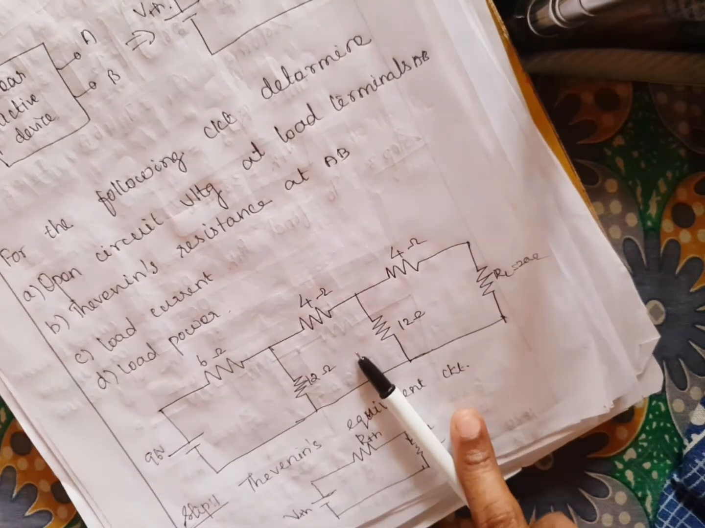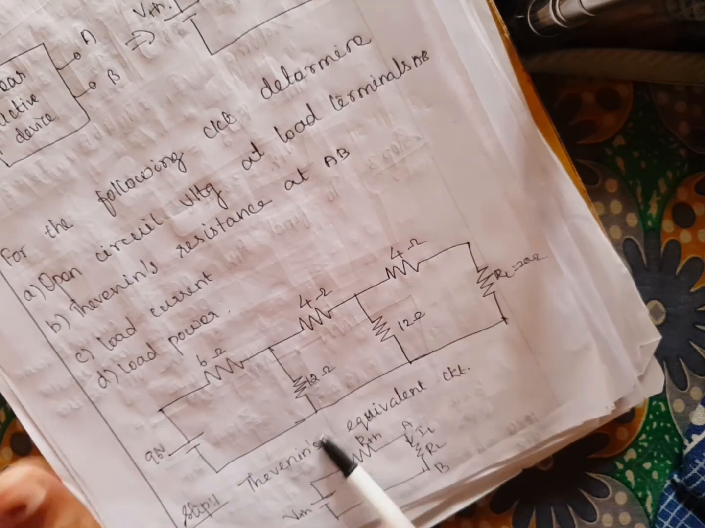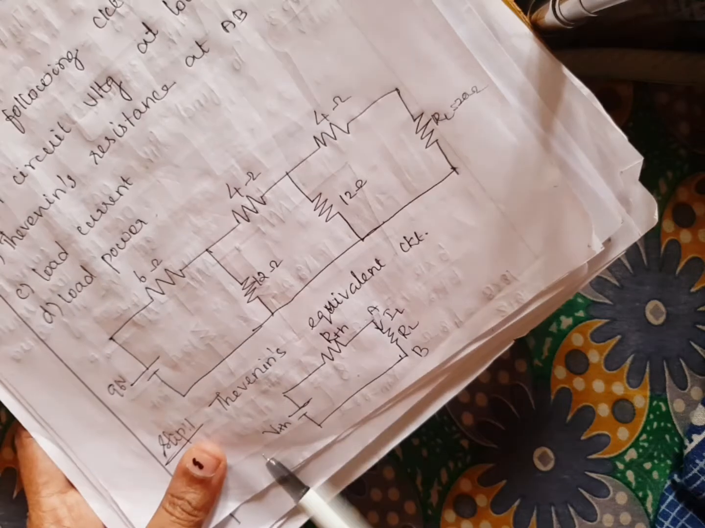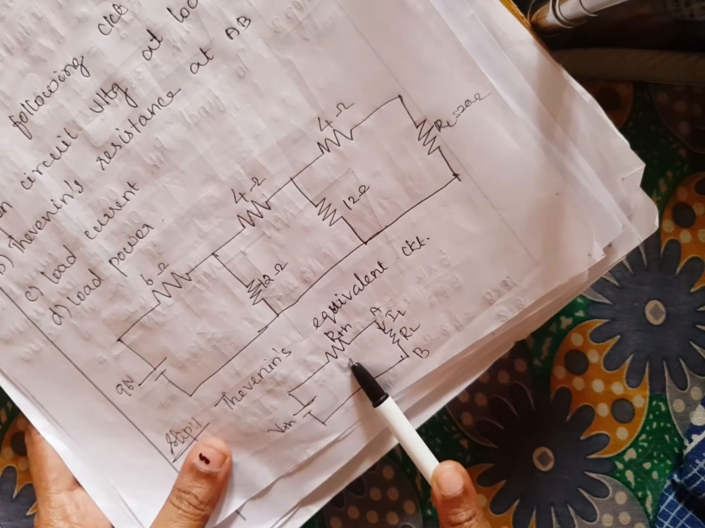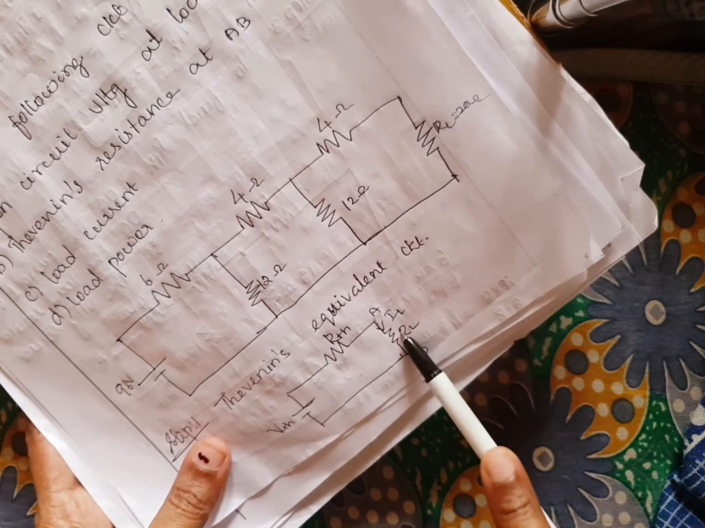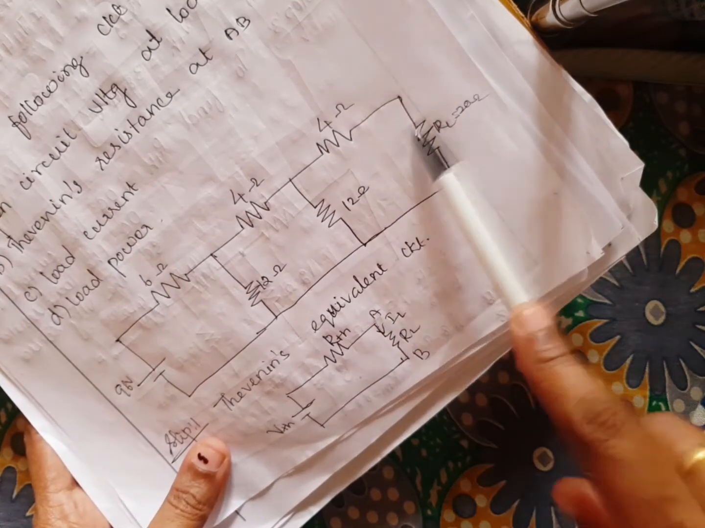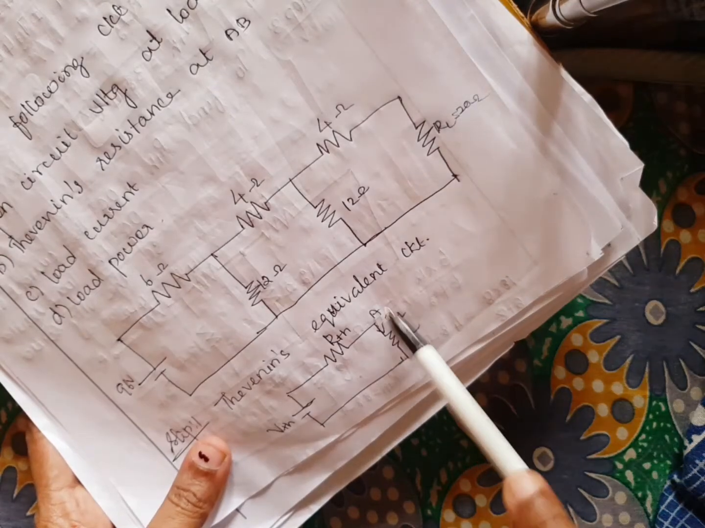So what is the first step in Thevenin's theorem? First step, you want to draw the equivalent circuit. So what is the Thevenin's equivalent circuit? Thevenin's voltage is in series with the Thevenin's resistance. Okay, so it is the equivalent circuit, and here you want to draw the load resistance if it is given in the question. If it is open circuit, you want to draw the equivalent circuit as an open circuit.